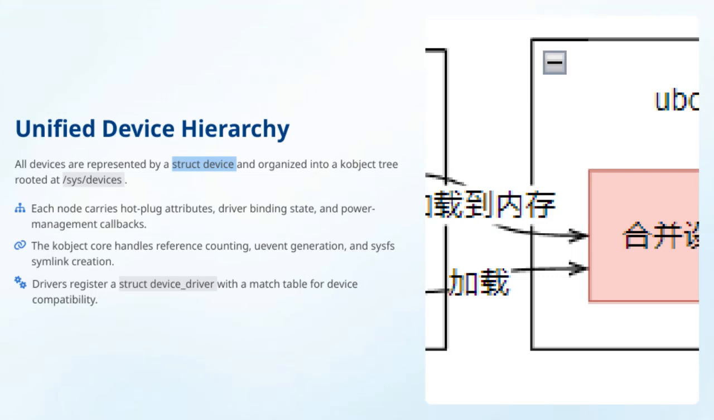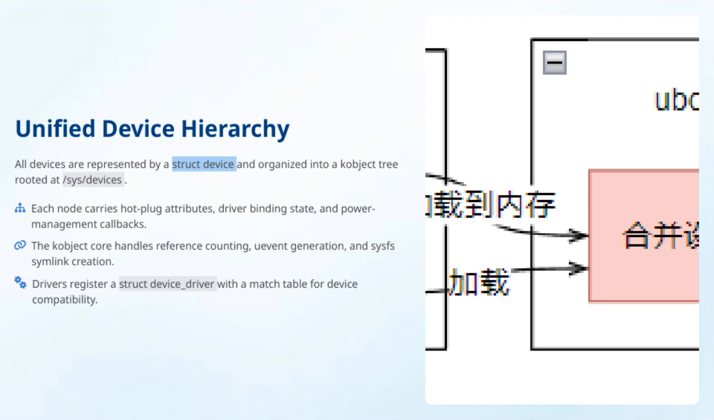Let's start by looking at how drivers integrate with the device model. Drivers register a struct device_driver, which includes a match table used to determine compatibility with various devices. This match table is essential because it helps the kernel know which driver should control which device, ensuring proper operation.